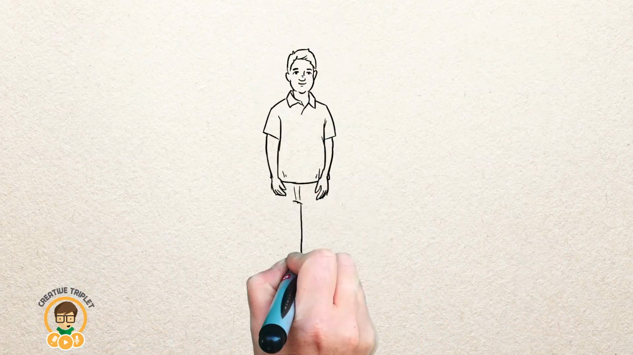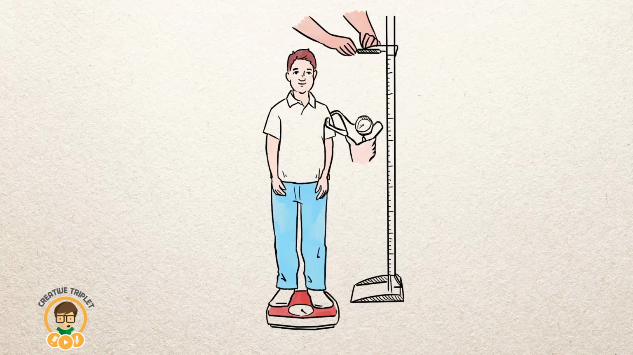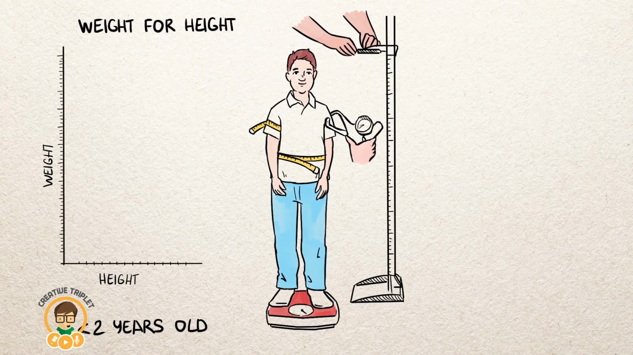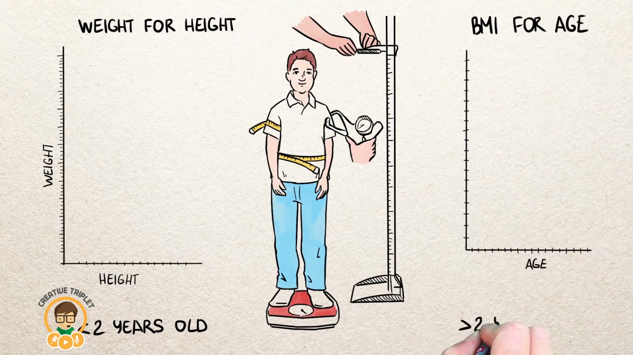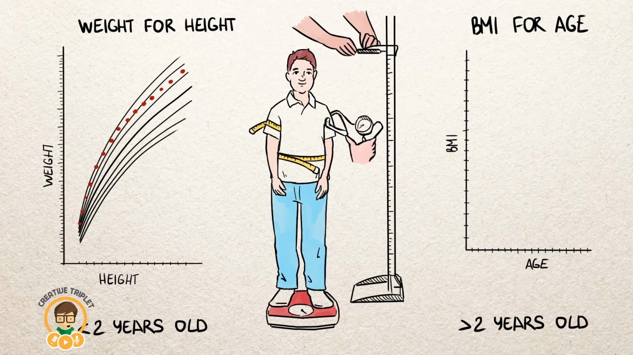Assessing body composition is designed to estimate a person's body fat, fat-free mass, lean body mass, and bone mass. A person's adiposity can be determined by their weight-height measurement in children under 2 years, or body mass index for children over 2 years. Fat distribution can be determined by waist circumference, waist to hip ratio, and waist to height ratio. Other body composition measurements include skin fold thickness and mid-upper arm circumference.